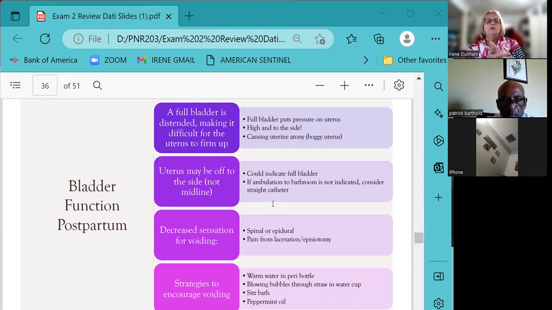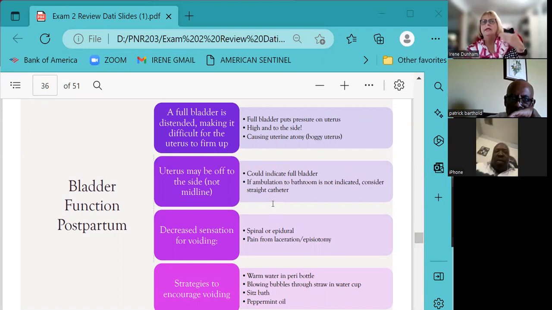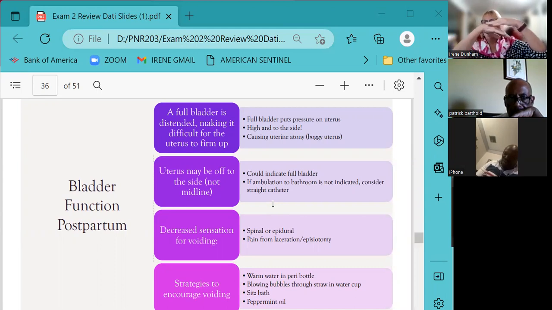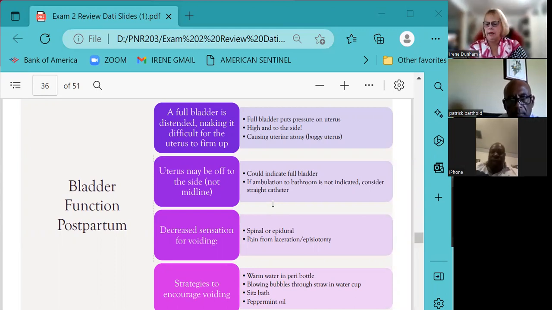We talked about full bladder already, but here's a little slide that goes over it, so I'm just going to go over it real quick. A full bladder is distended, making it difficult for the uterus to firm up. We talked about that. It causes a boggy uterus. It causes a term called uterine atony, that's A-T-O-N-Y. That's a uterus without tone. And so I've got to empty her bladder. Remember I talked about the bladder being here and the uterus? Everybody got that picture, right? And how it pushes up and it goes over to the side.